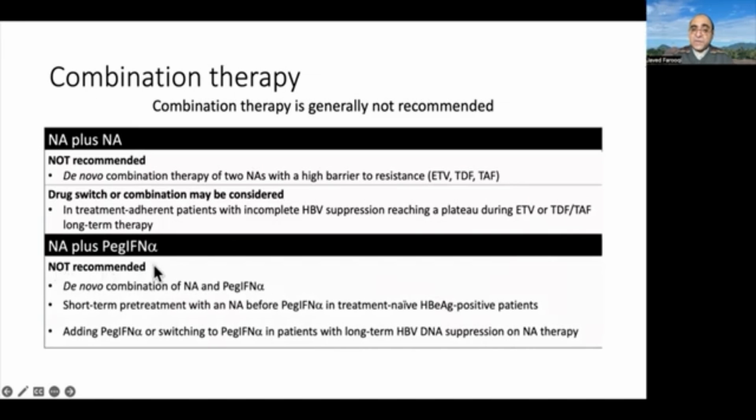NA plus pegylated interferon is not recommended. De novo combination of NA and peg interferon is not recommended. Short-term pre-treatment with NA before pegylated interferon in treatment-naive HBe antigen positive patients is again not indicated. And adding pegylated interferon, or switching to pegylated interferon, in patients with long-term HBV DNA suppression on NA therapy is again not recommended.